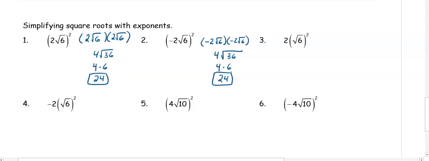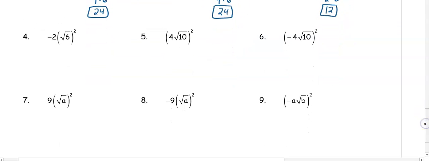Now, in number 3, 2 is not in the parentheses, so that doesn't get the exponent. So 2 only gets written once, and then we have root 6 times root 6. So we only have one number outside, the 2. Inside we have 6 times 6, which is 36. So that gets us 2 times 6, which is 12.